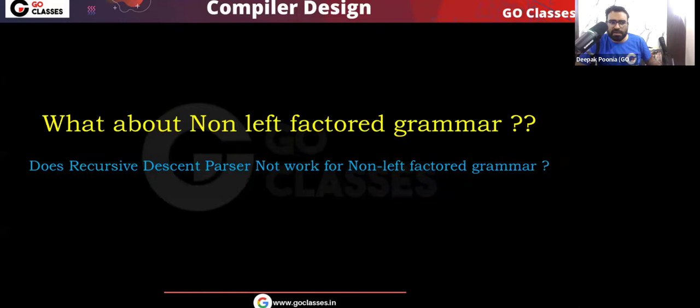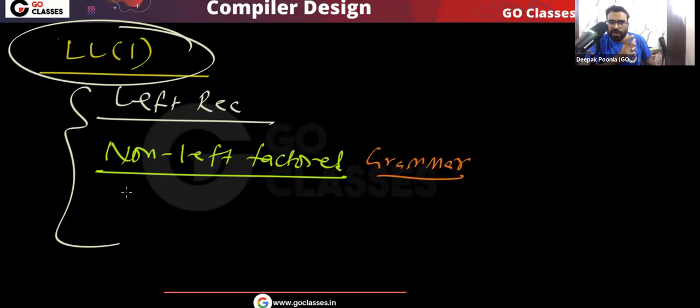So let me tell you the answer: a recursive descent parser may or may not work for a non-left factored grammar. Very simple question, very simple answer. Remember, please understand, the LL1 parser does not work with a non-left factored grammar. If your grammar is non-left factored, then the LL1 parser does not work. But if your grammar is non-left factored, then a recursive descent parser may or may not work.